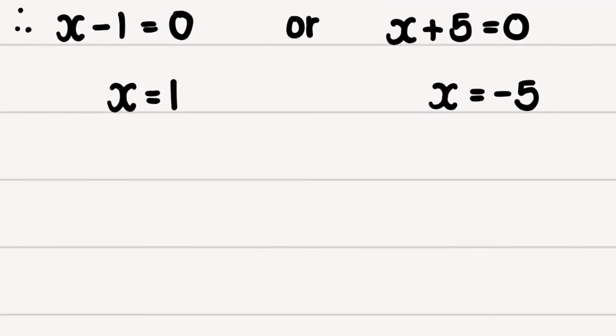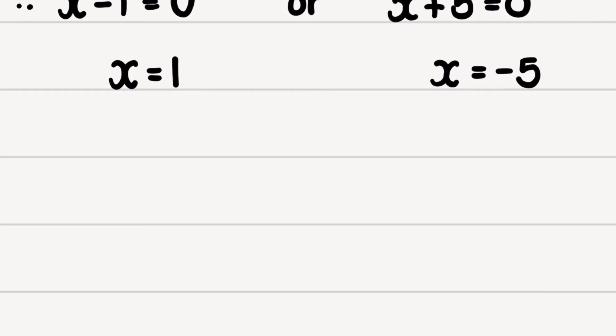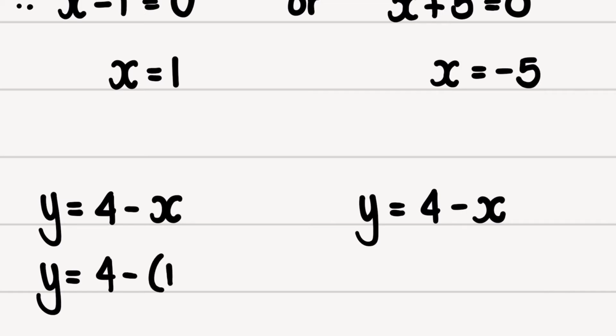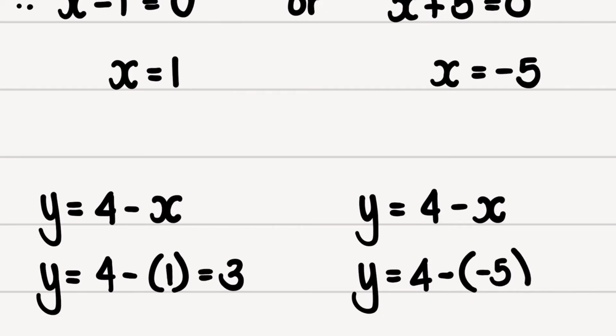Alright, now I have my x values, so I'm going to substitute in to determine my y values. So I'm going to substitute into my equation y equals 4 minus x. Now again, you could substitute into either of the equations or any of the three equations and you'd get the same answer. So y is equal to 4 minus x is 1. So 4 minus 1 is 3. Or y is equal to 4 minus, in place of the x, I'm going to do minus 5, which is 4 plus 5, which is 9.